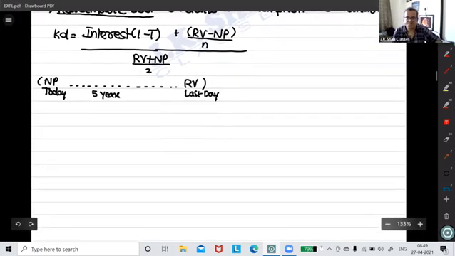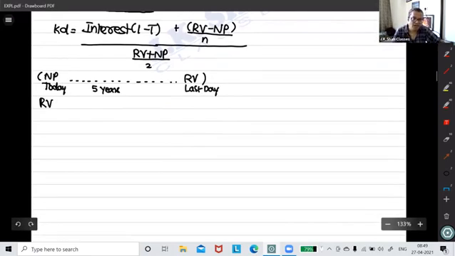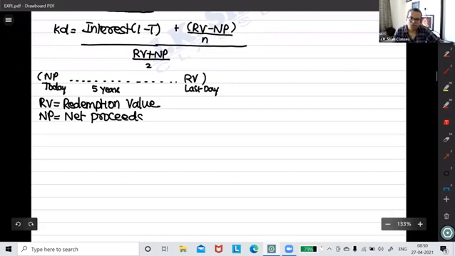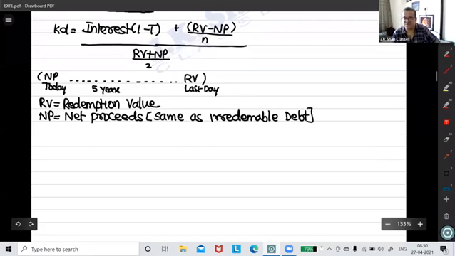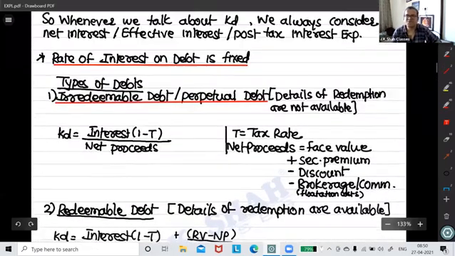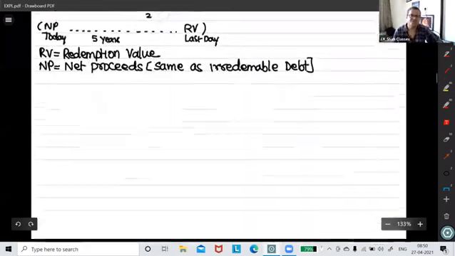I'll write below. RV, redemption value. NP, net proceeds. How to calculate that? It's already written now. Same as irredeemable debt. So we have already explained it once, no? Net proceeds here will remain the same. That is not going to change.